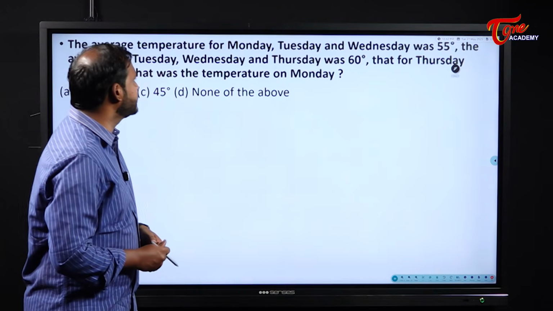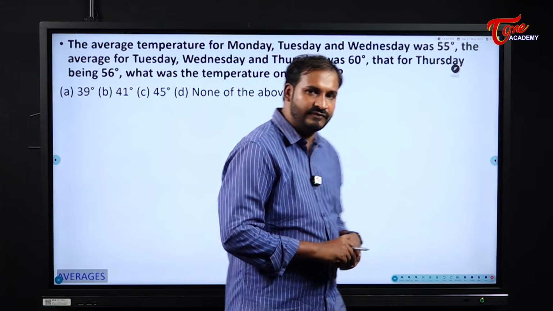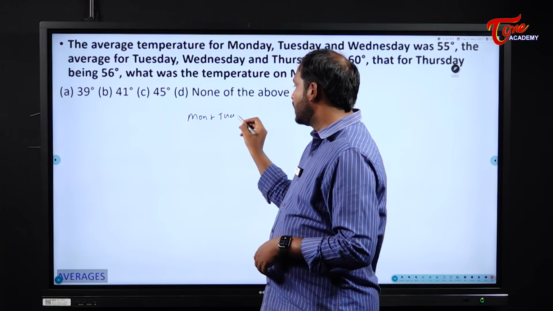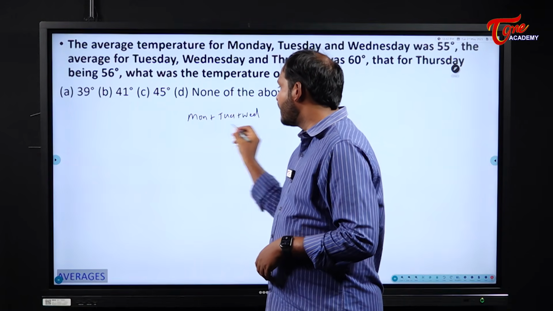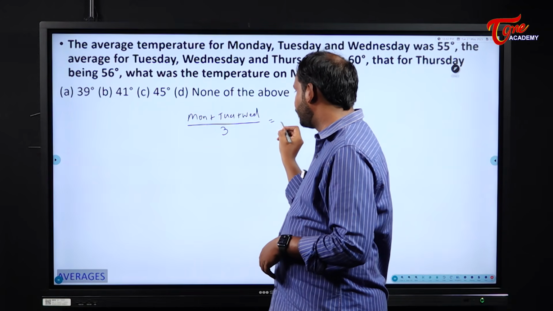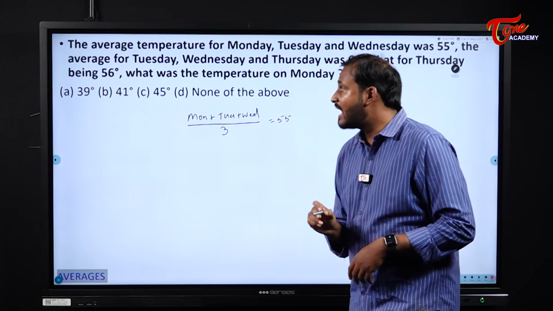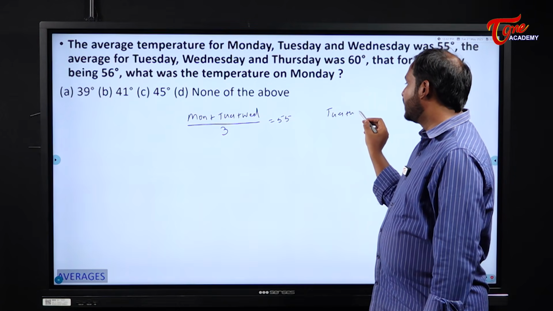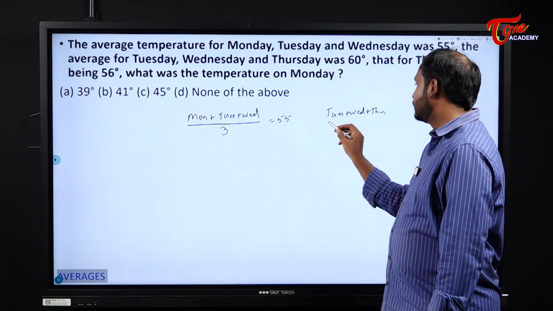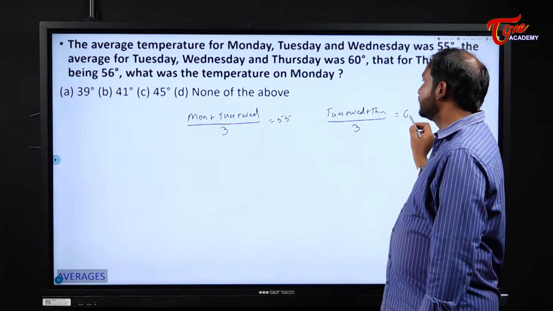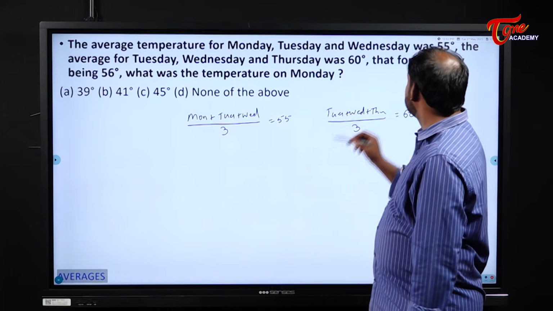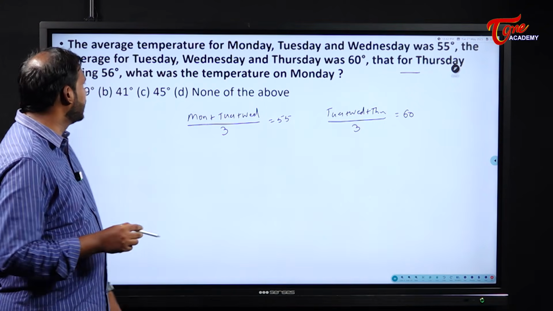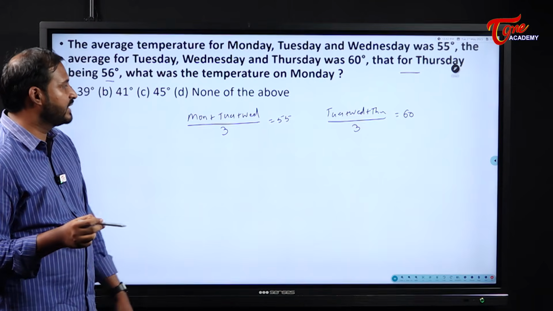The average temperature for Monday, Tuesday and Wednesday was 55 degrees. Okay, Monday, Tuesday and Wednesday. The average means what? Sum by 3 is equal to what? 55. Okay, good, superb. The average for Tuesday, Wednesday and Thursday is how much? 60. Okay, that for Thursday being 56. Okay, they have given us very clearly only the temperature of Thursday. What is it? 56.